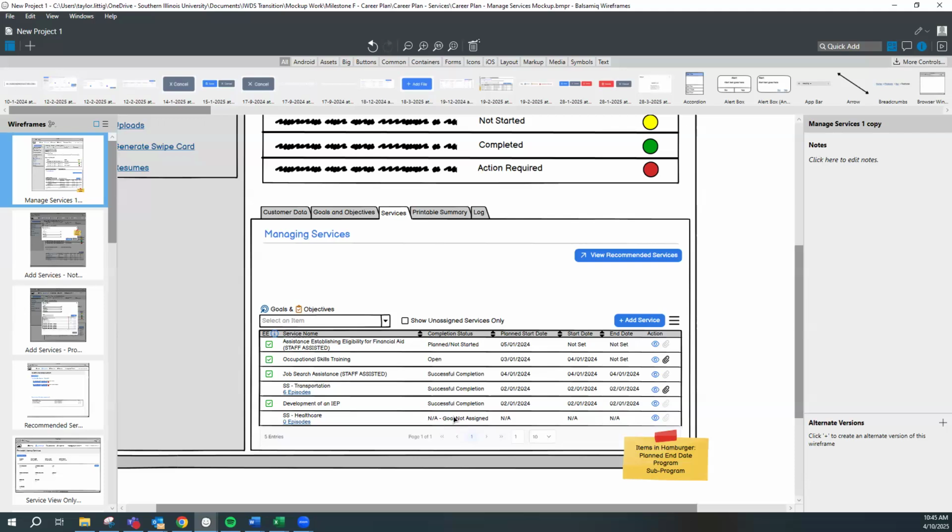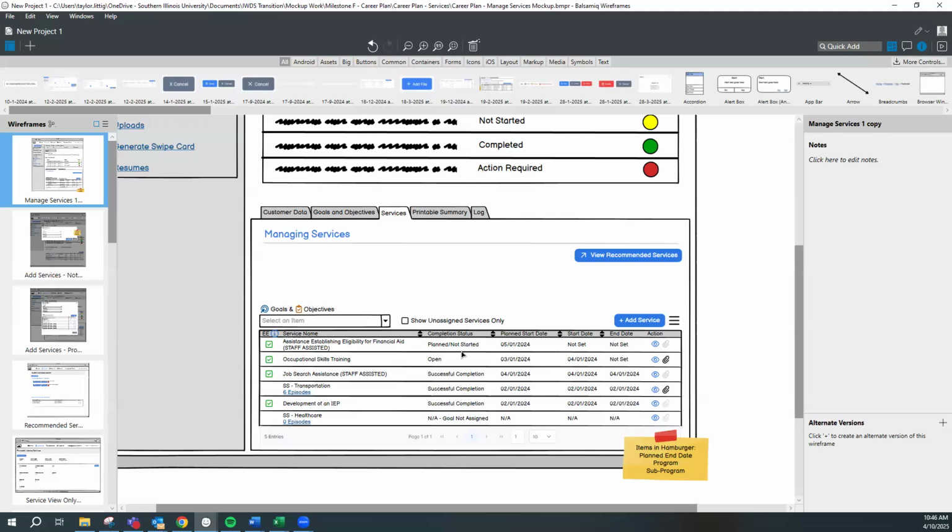So if you need to go in and maybe you added 5 services and they already have 10 services on here and you don't want to have to dig through them, you can click this just to see the ones that have not been assigned to a goal or an objective yet. And then you'll be able to make your edits on those. So with that, in your completion status, you'll have this plan not started.